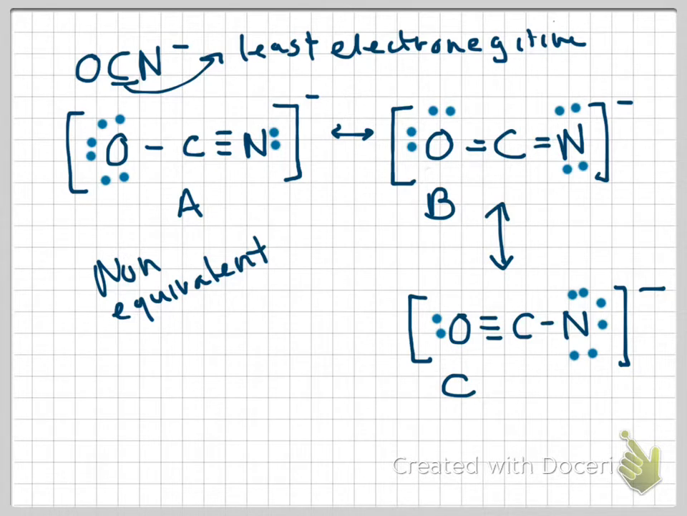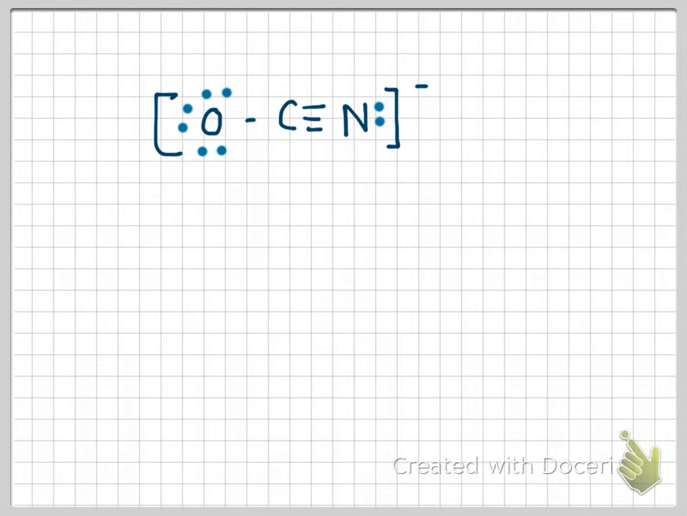And when we have non-equivalent resonance structures, unlike the equivalent ones where we said it was somewhere in between those three, one of the structures may be preferred, and we can use formal charge to determine which is the preferred structure. So what is formal charge? We're going to do an example of this using structure A for the cyanate ion.